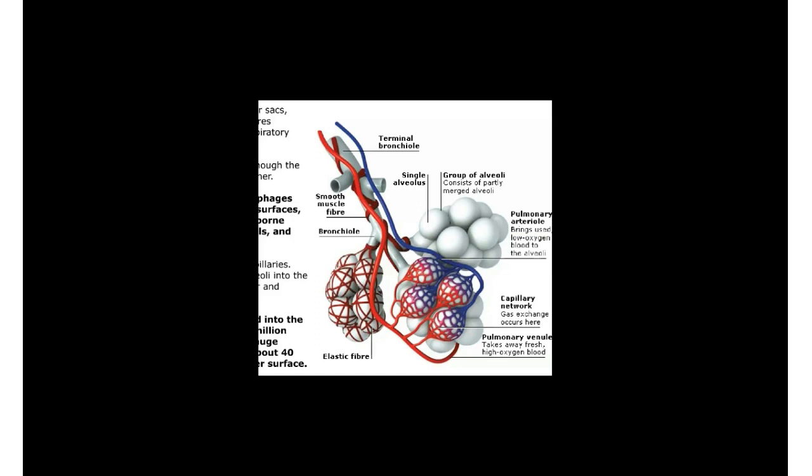So what happens at this level? They take the oxygen from air and release the carbon dioxide. So this meshy capillary network is for gaseous exchange between the alveoli and the blood. So this is how the exchange is taking place. Clear?